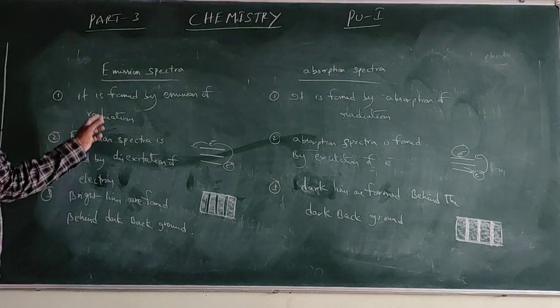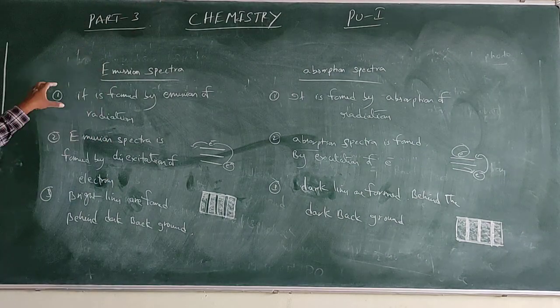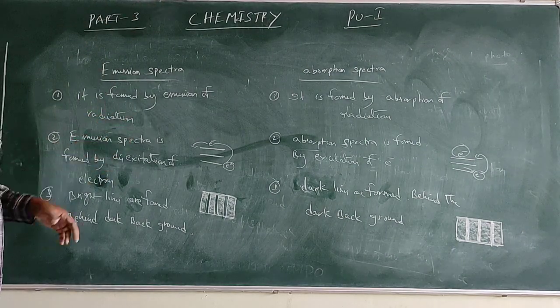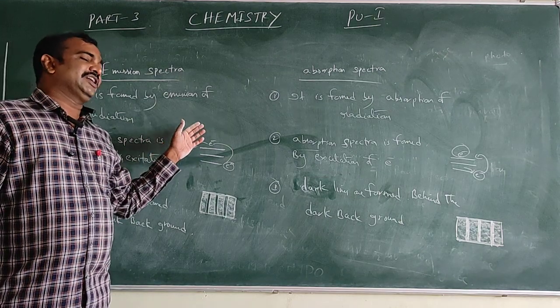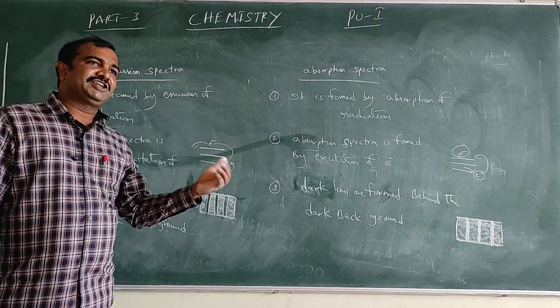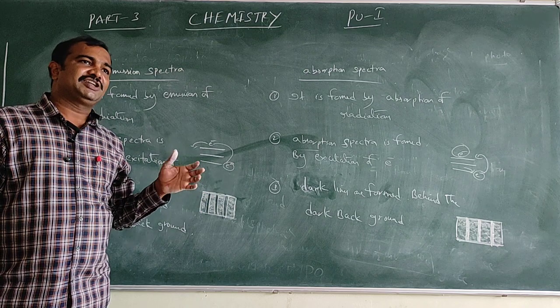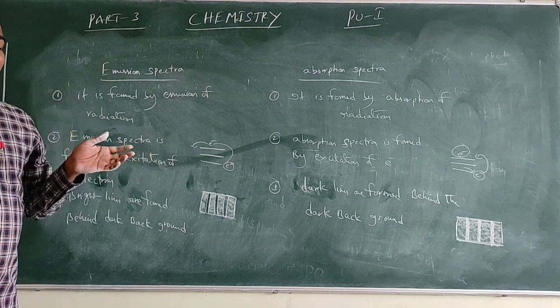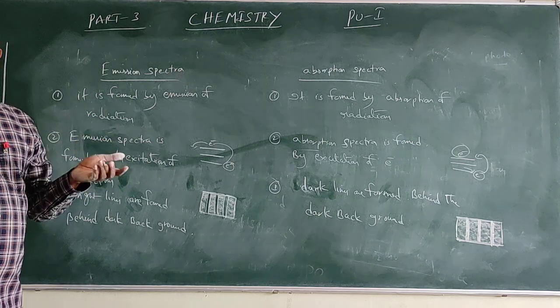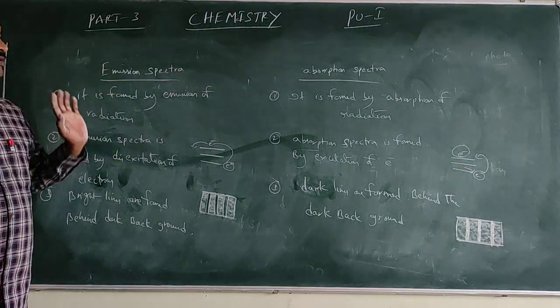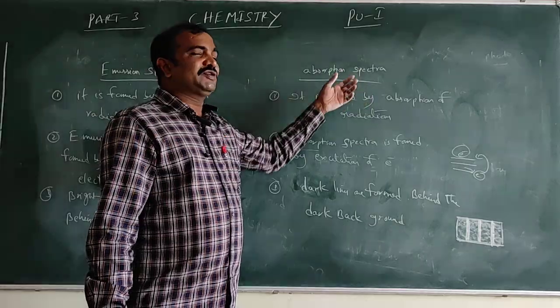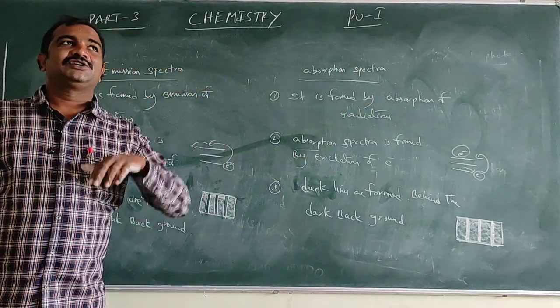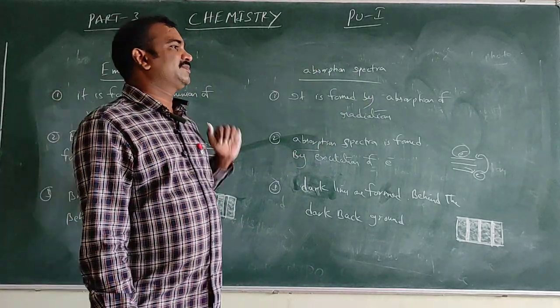Emission spectrum is formed by emission of radiation. From a higher level to a lower level, electrons lose energy and emit radiations. Due to that, emission spectrum is formed. Absorption spectrum is formed by absorption of radiations. When electrons absorb light and go to a higher level, absorption spectrum is formed.